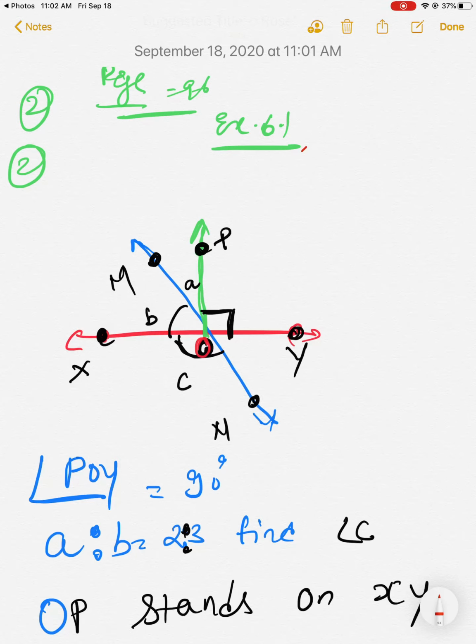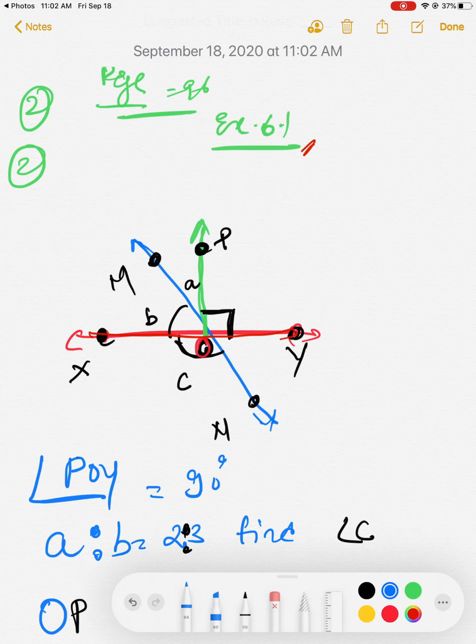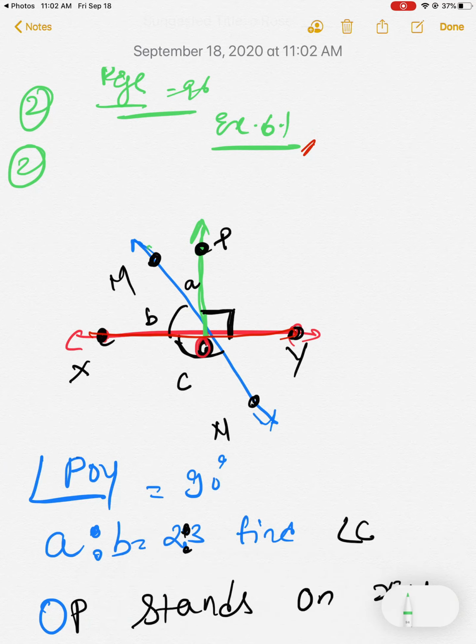This is 6.1 exercise problem number 2. In the given figure, lines XY and MN intersect at O. This is XY and this is MN. They are intersecting at this point O. If angle POY is given, this symbol means it is 90 degrees.